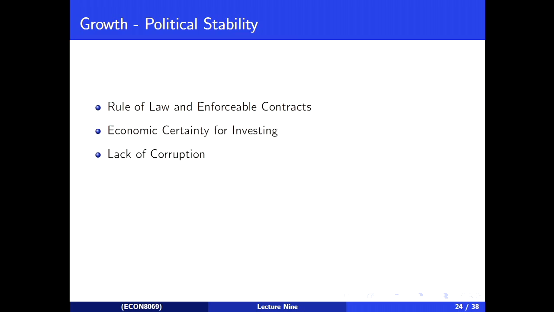We want to have lack of corruption. Again, this falls a little bit under this rule of law and enforceable contracts argument. If there's lots of corruption in your society, then you're not going to have strong rule of law. It's like, yes, I agreed with the government that I would do this, but actually it turns out the person I agreed with was horribly corrupt and took a bunch of extra money, or whatever happened.